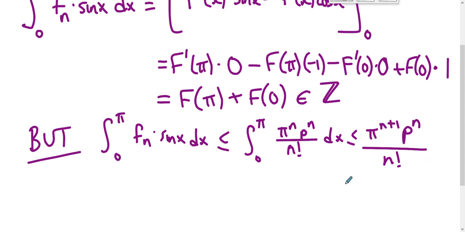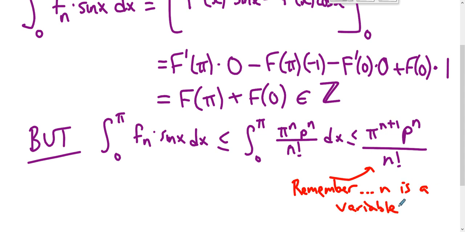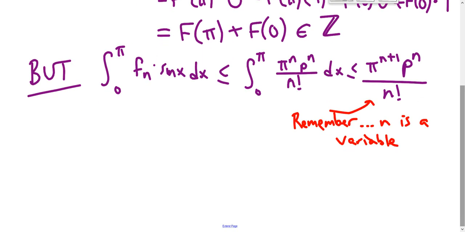So we remember that n is a variable. It's not a variable in the function little f, but it is a variable for us. It's not a variable in the f sub n. Once we decide what n is, then f sub n is defined. But for us, n can be anything, any positive integer.